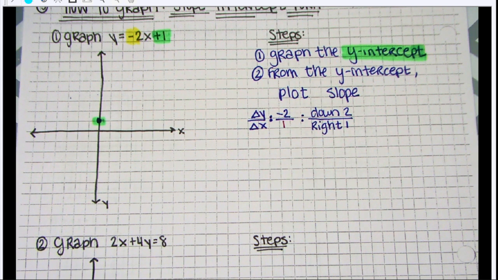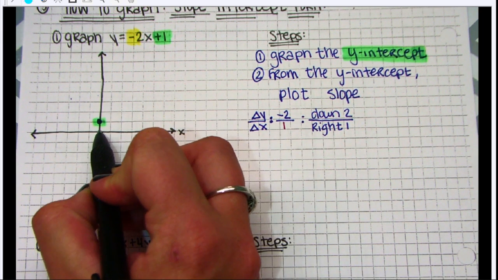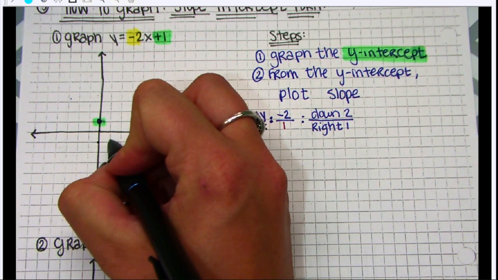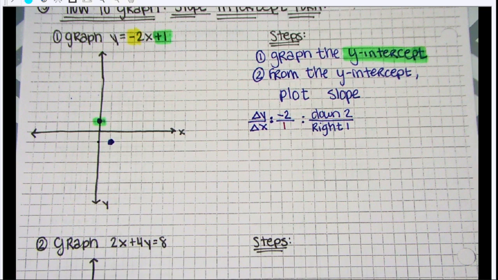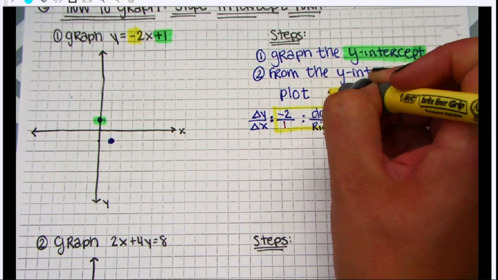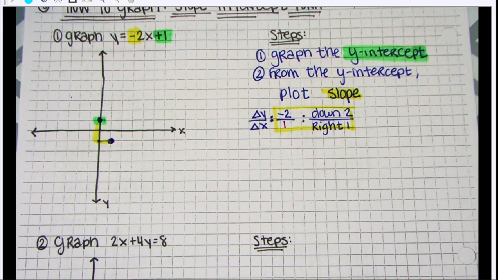It just takes time. So what that means is from the y-intercept, we're going to count down 2. So 1, 2, and right 1. Down 2, right 1. So basically, this is our slope, and we're going to count down and to the right. Down 2, right 1. Taking the time to write the direction is going to help you make less mistakes, which is what we all want.